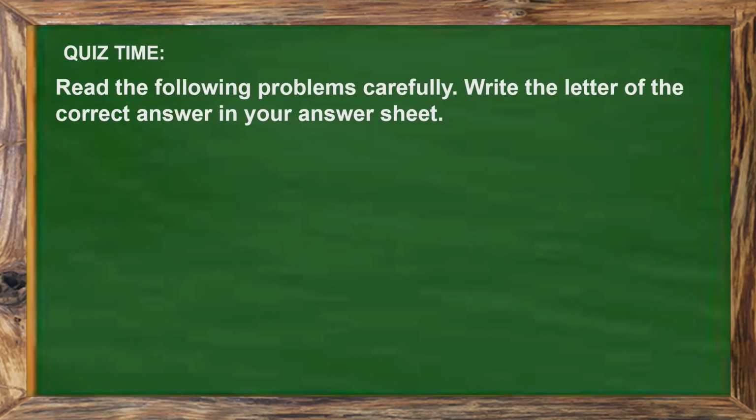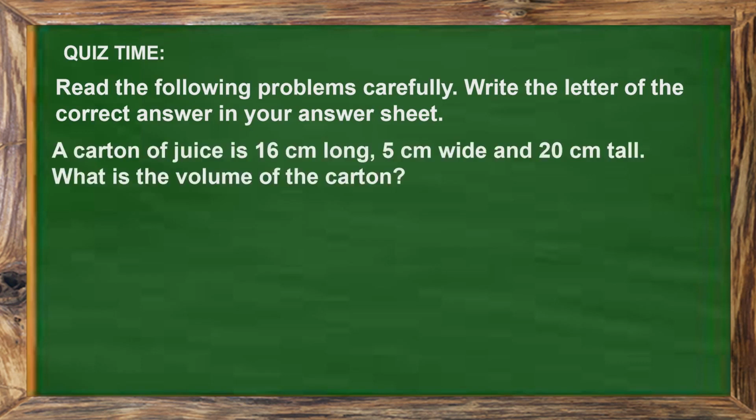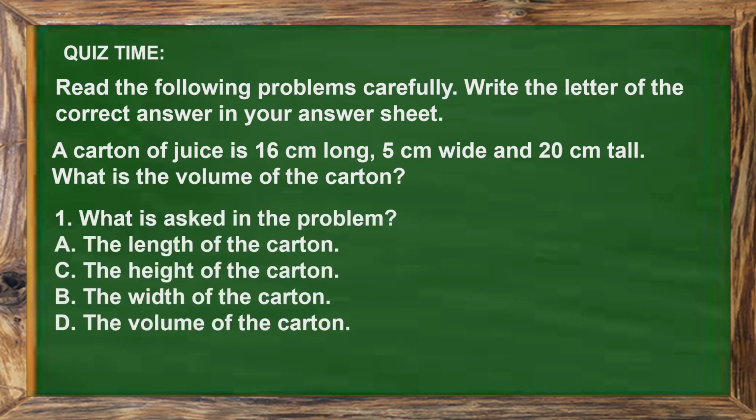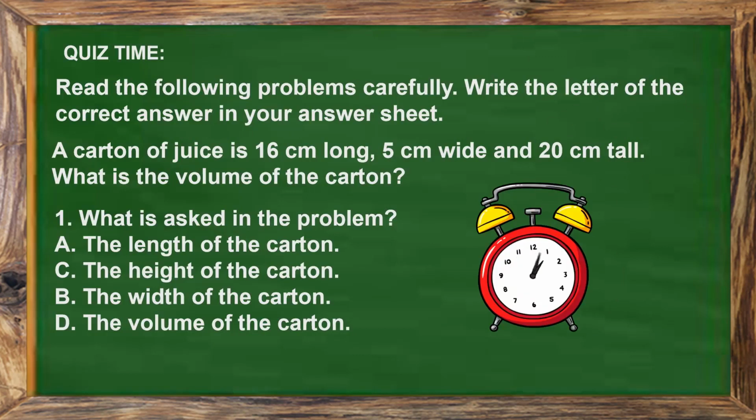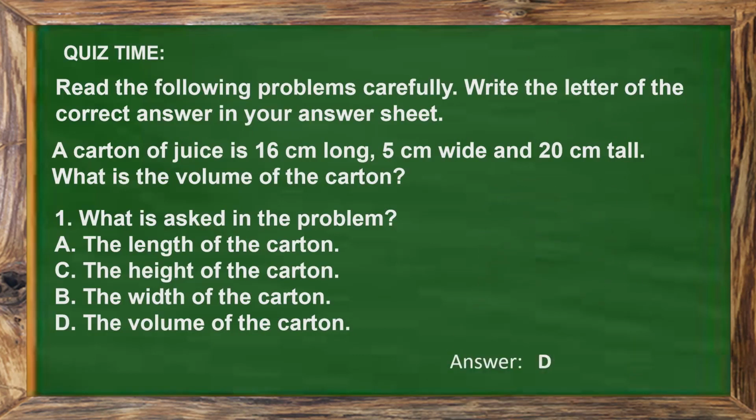Okay, it's quiz time. So read the following problems carefully. Write the letter of the correct answer in your answer sheet. A carton of juice is 16 centimeters long, 5 centimeters wide, and 20 centimeters tall. What is the volume of the carton? Okay, so what is asked in the problem? That's the first question. Correct. Letter D is the answer.